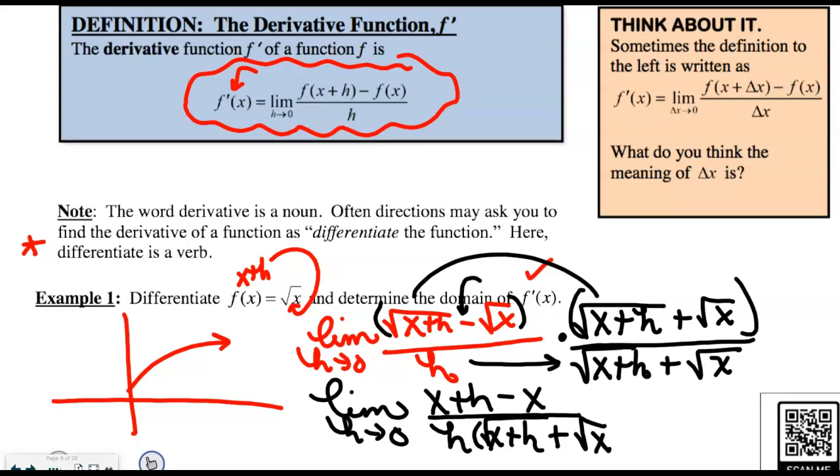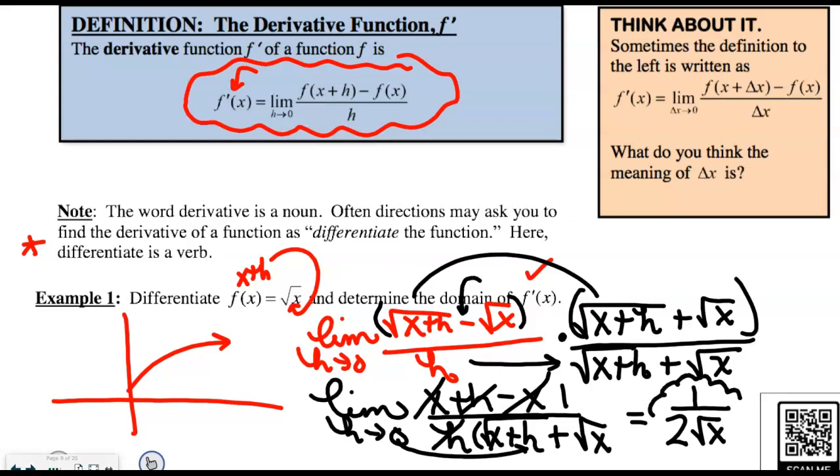All right, when I clean this up, notice these x's cancel, and so do the h's, which leaves me a 1 on the top. And now as h approaches 0, I'd have the square root of x plus 0 plus root x. So on the top is a 1, and on the bottom is root x plus root x, or 2 square root of x.